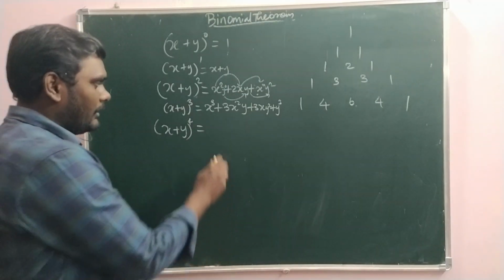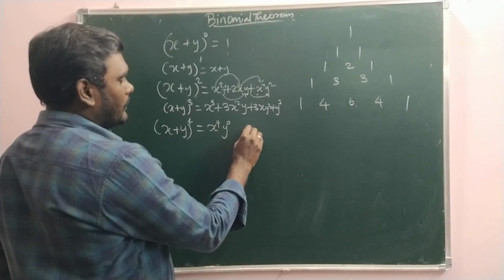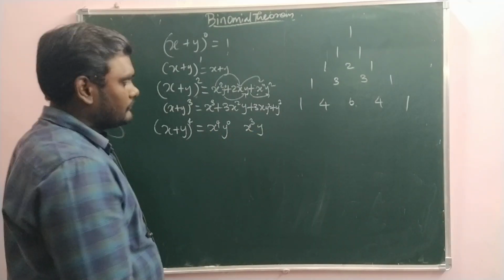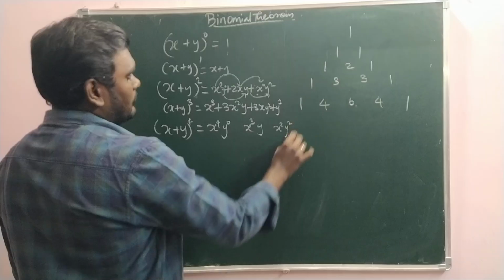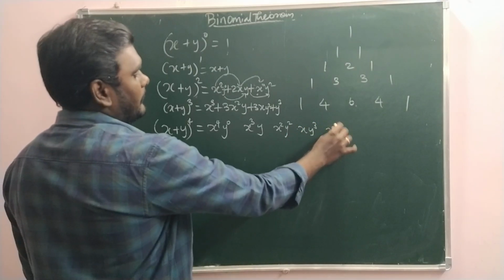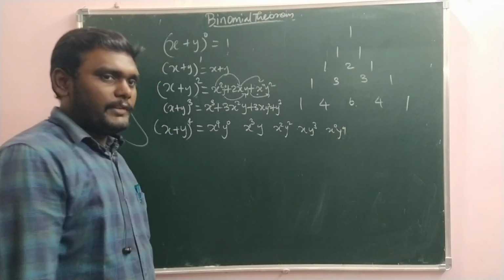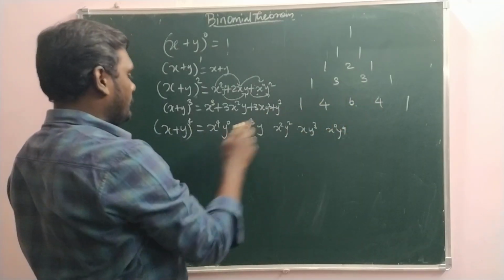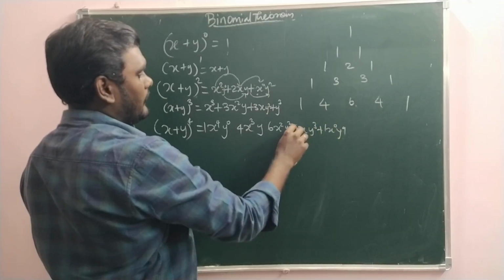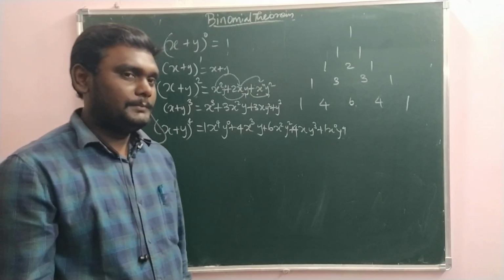Now it is easy. It is x power 4, y power 0. And then next what should come? X power should decrease, y power should increase. And x power decrease, y power increase. The coefficients are 1, 4, 6, 4, 1. All the things are plus. Okay. We got x plus y whole power 4 formula.